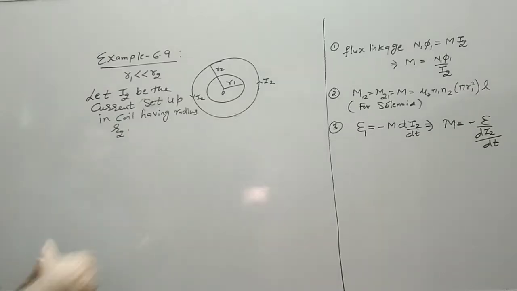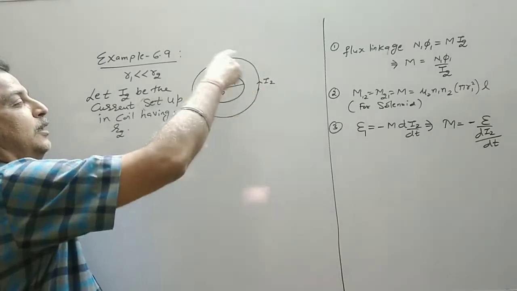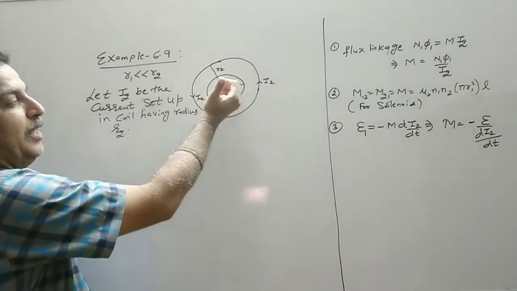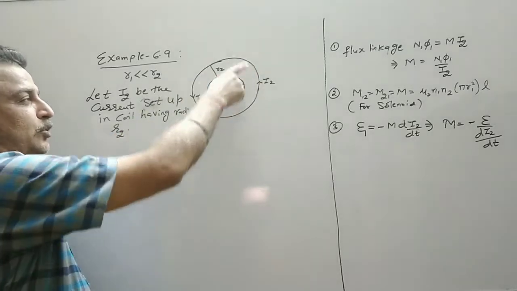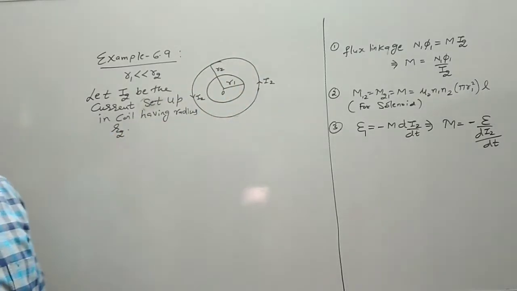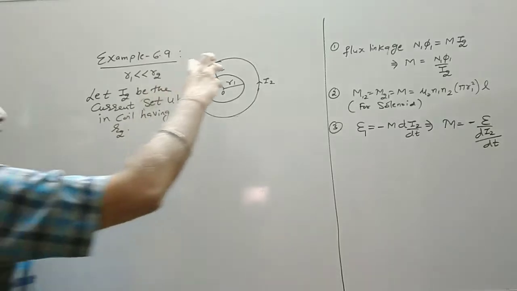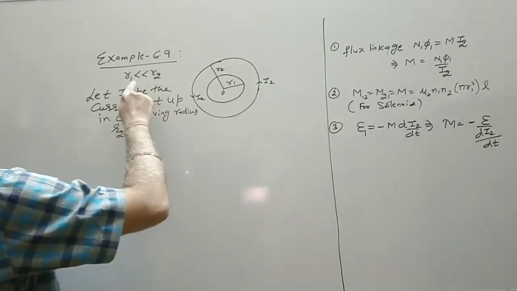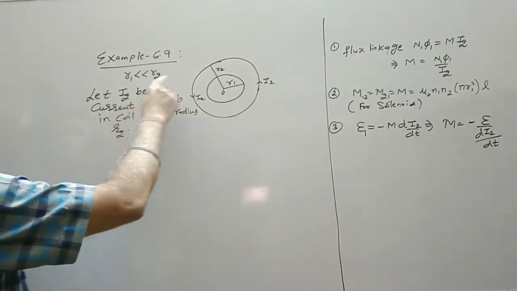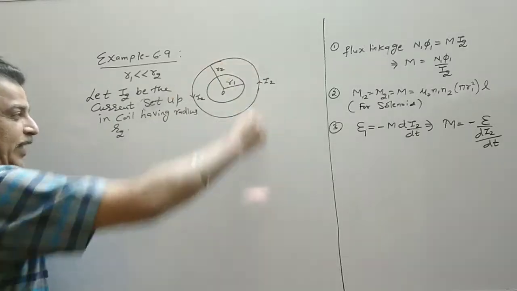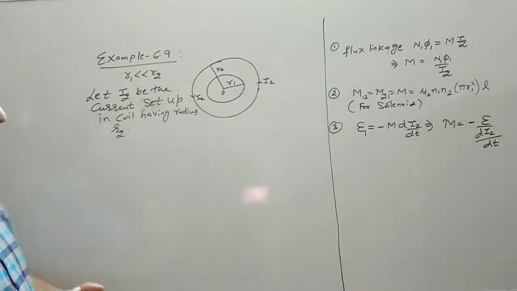So if the current is flowing anti-clockwise, the magnetic field lines are coming outward. So this face will be behaving like a north pole. So the entire coil is immersed. We assume that R1 is less than R2. So we write the formula for the magnetic field of this coil at its center.